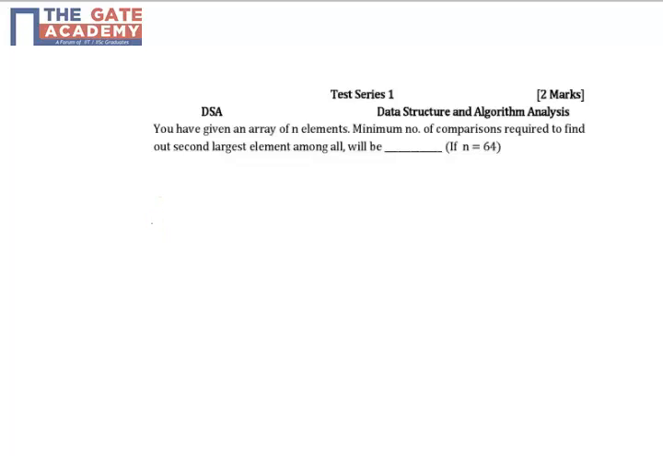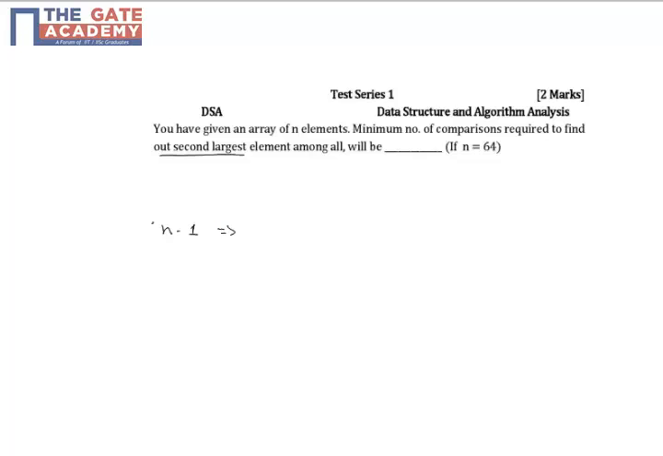In the given question you will have to find out the second largest element. If you are finding the second largest element, how many comparisons will you require? So the normal method is what?